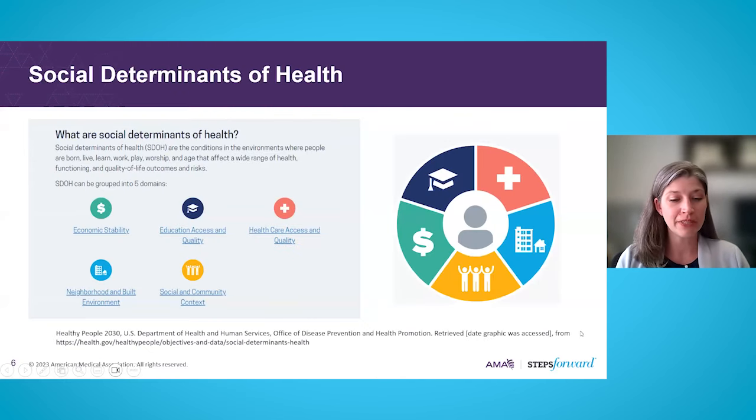So social determinants of health are the conditions in the environments where people are born, live, learn, work, play, worship, and age that affect the quality of life and a wide range of health outcomes. Different organizations have divided the social determinants of health or social drivers of health into various categories. Pictured here is the U.S. Health and Human Services Healthy People 2030 classification.